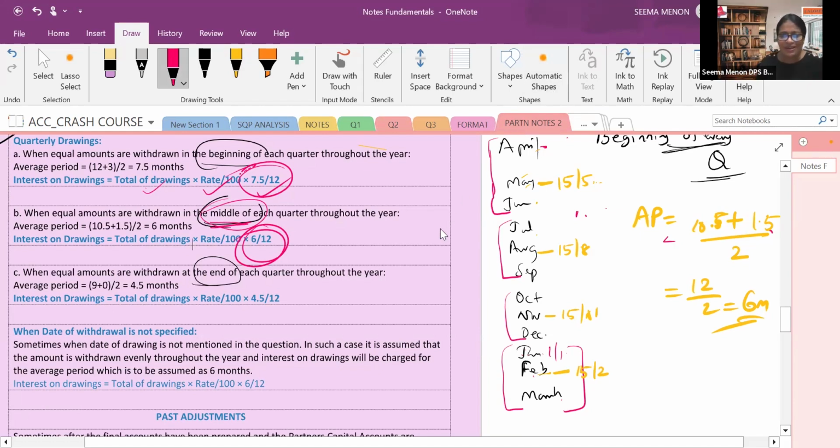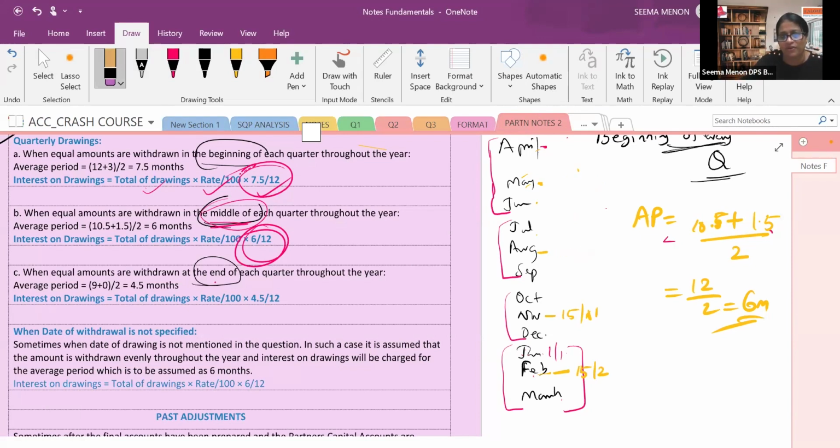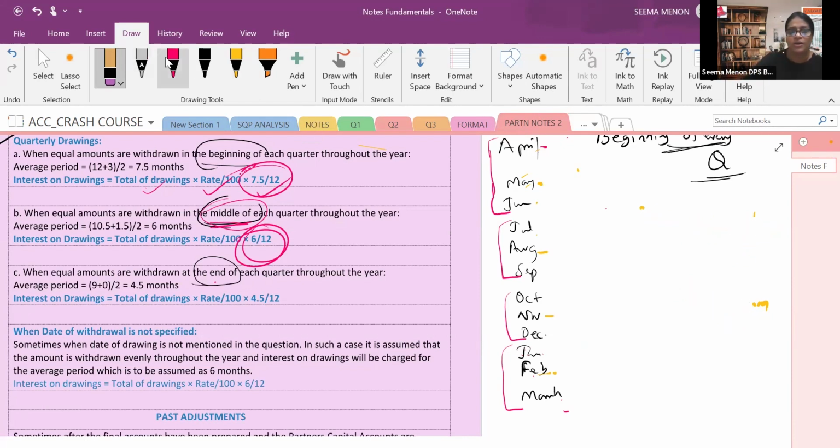Now the same we are going to discuss at the end of each quarter. Let me explain the same in the same way. Children, when they withdraw at the end of each quarter, it means April, May, June: June 30th they will withdraw, right? Like that September 30th, like that 31st December. Then the last withdrawal will be 31st March.